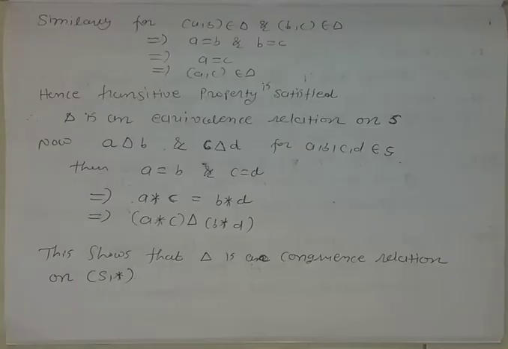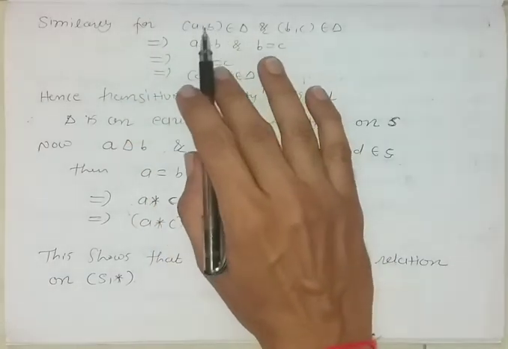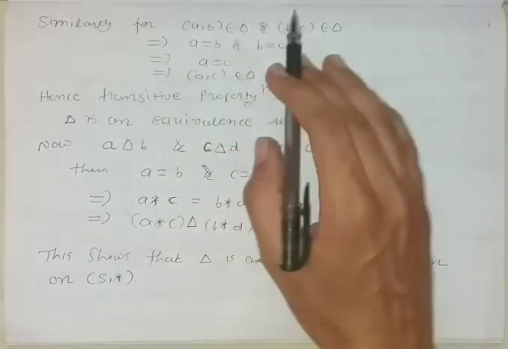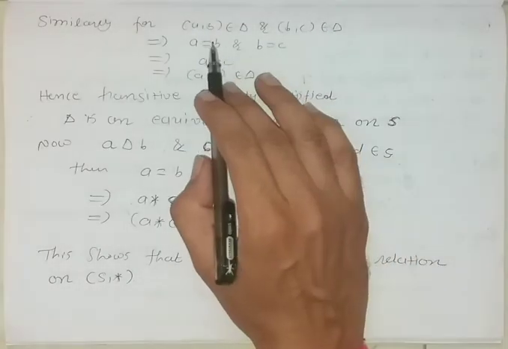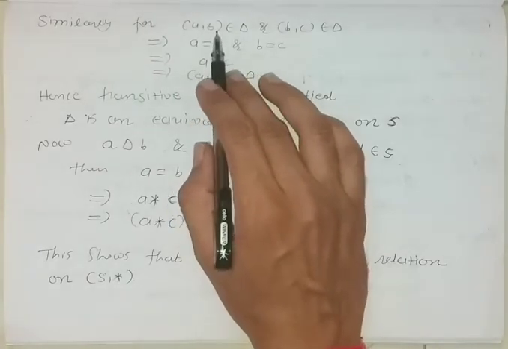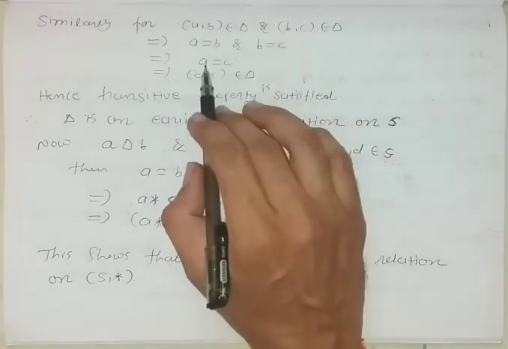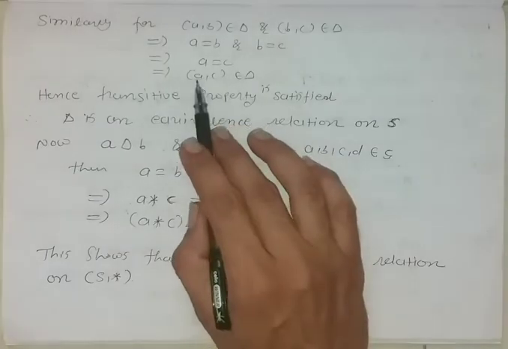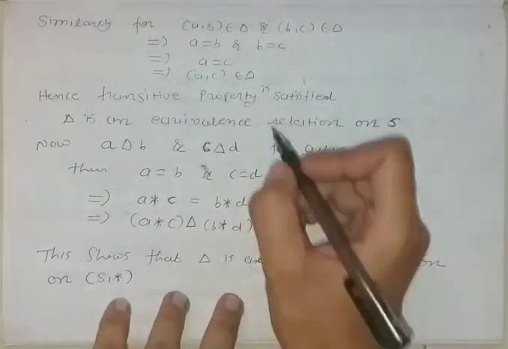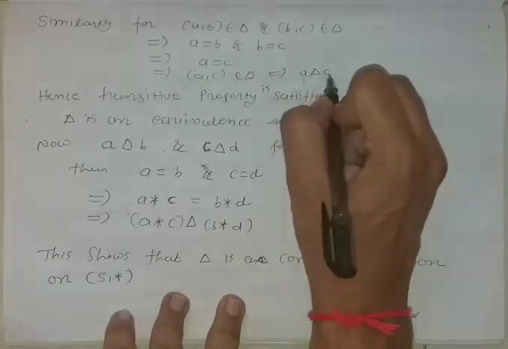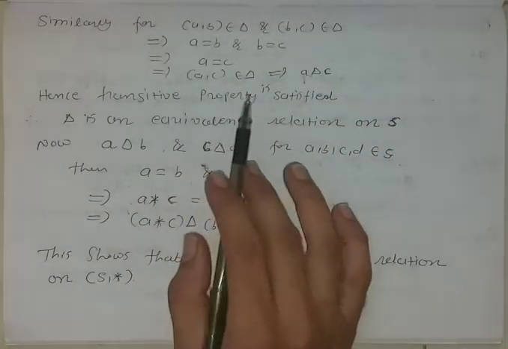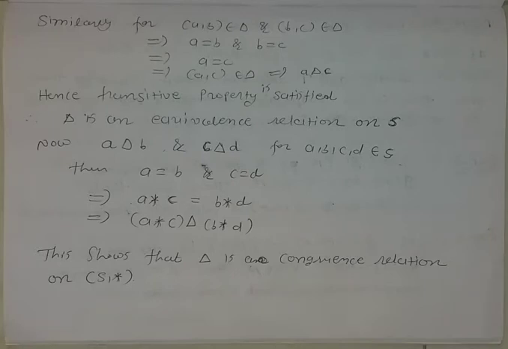Now similarly, for two ordered pairs (a, b) belongs to delta and (b, c) belongs to delta, then a is related with b by the equality relation. So a is equal to b and b is equal to c. From this we can say that a is equal to c. So the ordered pair (a, c) belongs to delta. Okay. This implies that a delta c. Hence the transitive property is also satisfied. So delta, the equality relation, is reflexive, symmetric and transitive. So it is an equivalence relation.